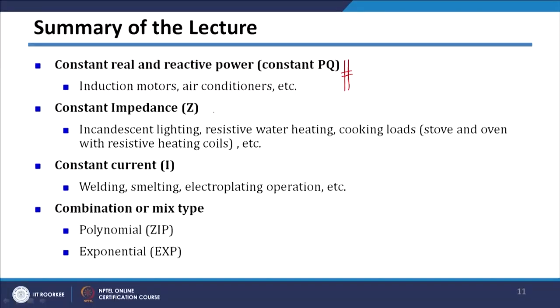So, you need to model the load accurately by taking different types of models. We have seen various types of models in this particular class: constant impedance and constant current separately, and then two different mixed types of load models. Those are the polynomial model, also called the ZIP model, because ZIP represents constant impedance, constant current and constant power, as a polynomial of those three combinations. And then we have seen the exponential load model.